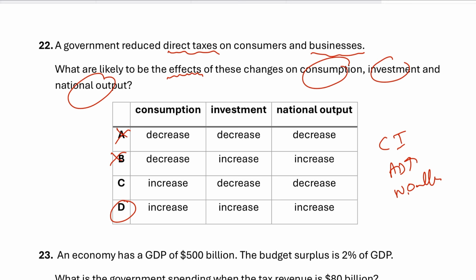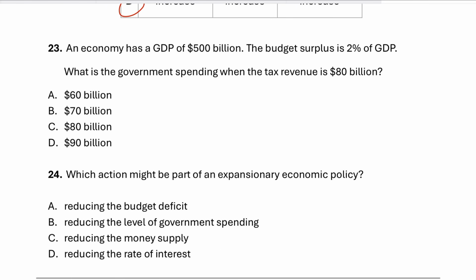Question number 22, okay, D for David. Question number 23 says an economy has a GDP of 500 billion. The budget surplus is 2% of GDP. What is the government spending when tax revenue is $80 billion?